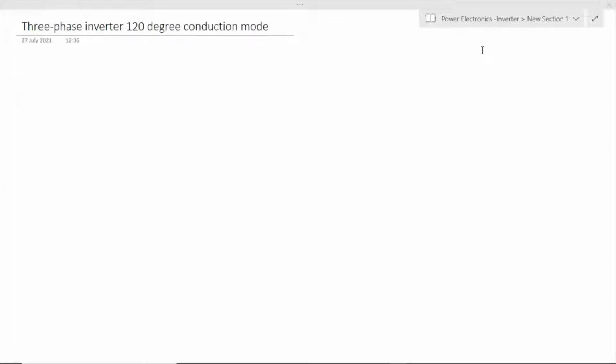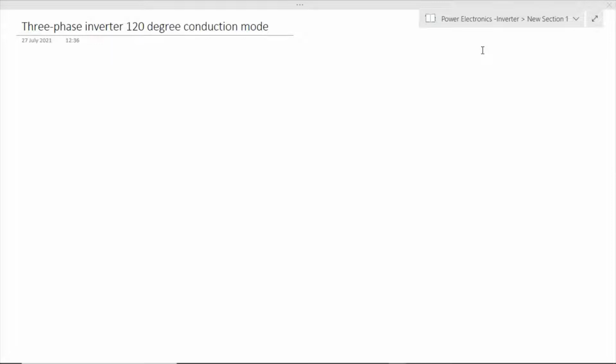Hello, dear students. Today we are going to learn about 120-degree conduction mode in three-phase voltage source inverters. Let us see what is the difference between 180-degree conduction mode and 120-degree conduction. The only difference in both modes of operation is that here each switch conducts for 120 degrees.